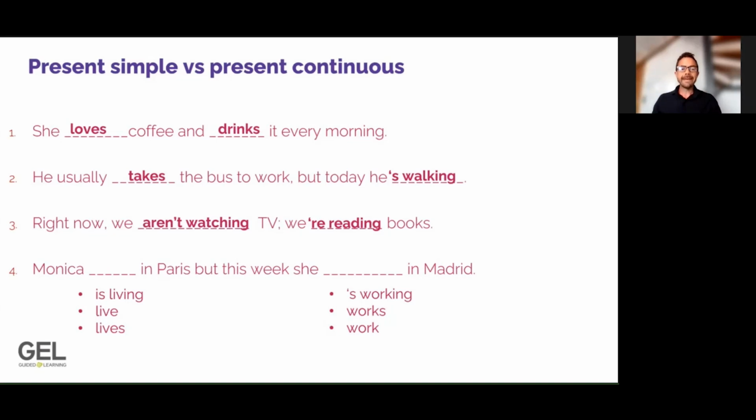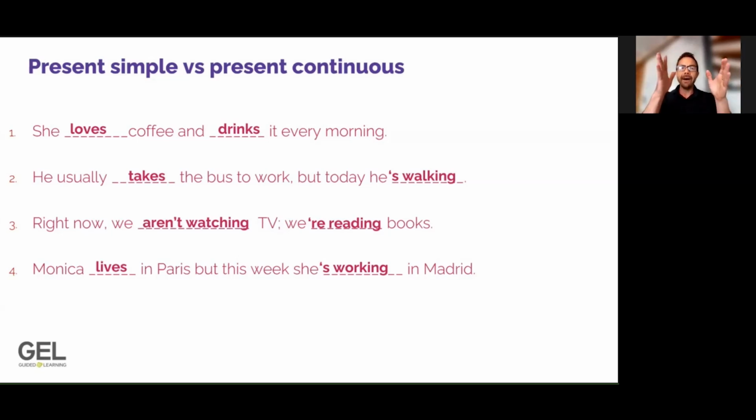So in the first gap, we use lives, the present simple form. Monica lives in Paris. This is generally true. This is her home. But this week, moving on to the second gap, she's working in Madrid. And here we use the present continuous form because we are talking about a temporary action in the present moment.